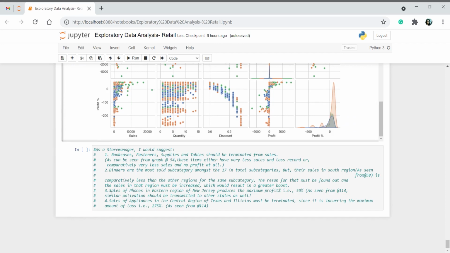Then, sales of the phones in the eastern region of New Jersey produce the maximum profit percentage, that is 50%. We have already seen that. And also the sales of appliances in the central region of Texas and Illinois should be terminated since it is incurring the maximum amount of loss, that is 275%.